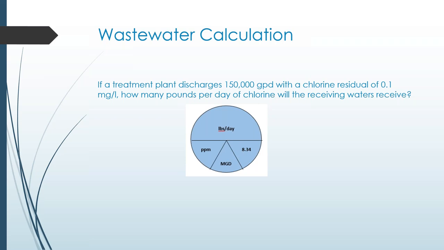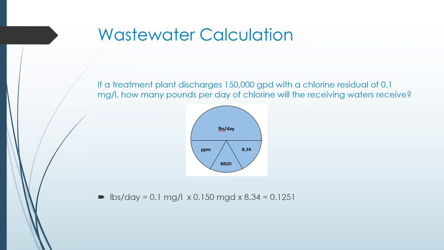If a treatment plant discharges 150,000 gallons per day with a chlorine residual of 0.1 milligrams per liter, how many pounds per day of chlorine will the receiving waters receive? So the question is, how many pounds per day of chlorine will the receiving waters receive? Our formula for pounds per day indicates that pounds per day equals parts per million times the flow in million gallons per day times 8.34.